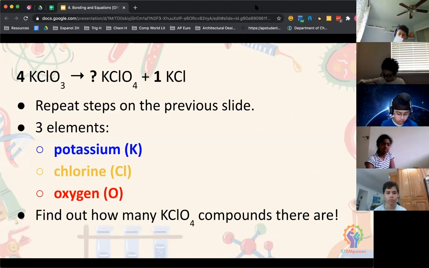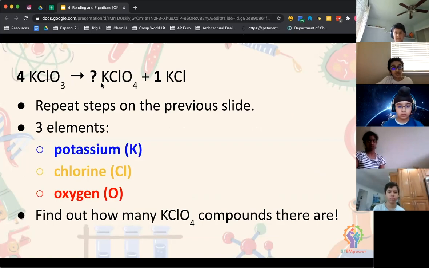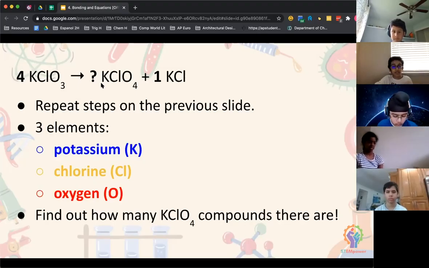So we're going to repeat the steps on the last slide. So everyone read out the equation, identify how many potassium, chlorine, and oxygen atoms there are, and then cut out the circles, and we're going to rearrange them to find out how many, I'm not sure what this compound is called, but we want to find out how many of them there are. Yes, Roshan? Are there 3 of the potassium, chlorine, oxygen?